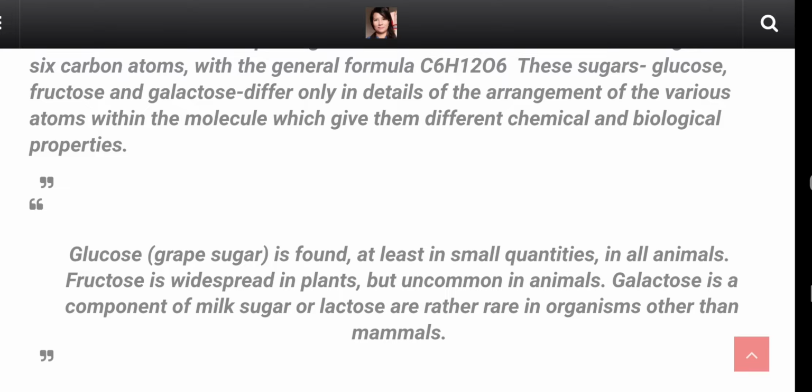The details of the arrangement of the various atoms within the molecules give them different chemical and biological properties. Now I'm going to talk about glucose, the grape sugar, which is found at least in small quantities in all animals. Fructose is widespread in plants but uncommon in animals. Galactose is a component of milk sugar, or lactose, and is rather rare in organisms other than mammals. Let's go to the next question.